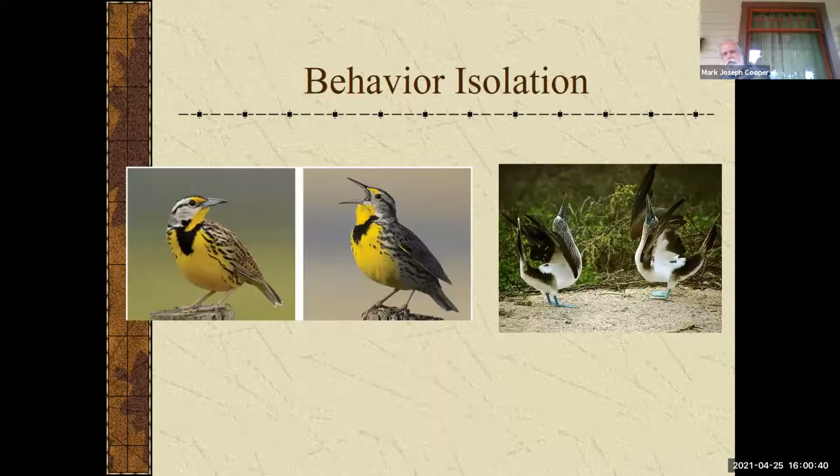Behavior isolation, that was the one I mentioned before. And a good example was the eastern and western meadowlarks. It turns out that they overlap in the middle of the United States. They didn't used to. And because we planted trees across the United States, they've kind of spread, and now they kind of range in the same spot. What we're finding is that what matters for them to mate is the song, and the songs aren't the same.